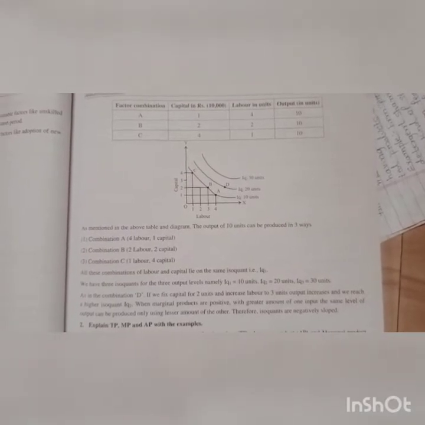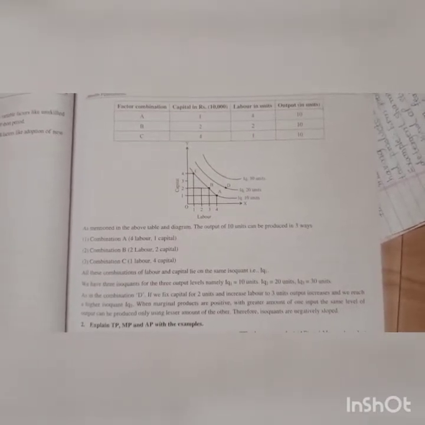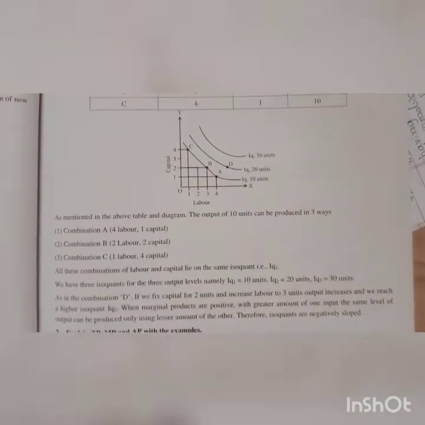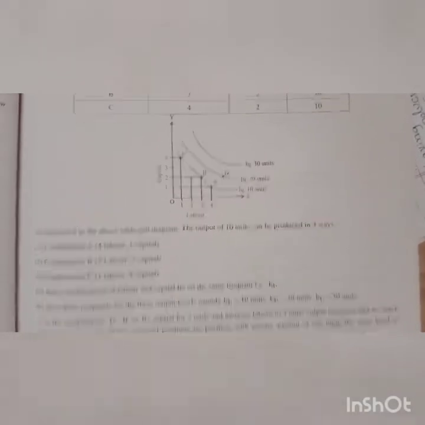In combination B, 2 units of capital and 2 units of labor, we can also get 10. And in factor combination C, capital is 4 and labor is 1. From this also we can derive 10 units of output. Now let us have a look at the diagram.